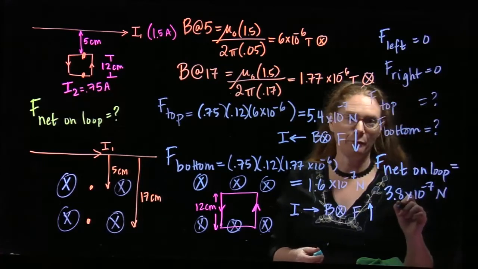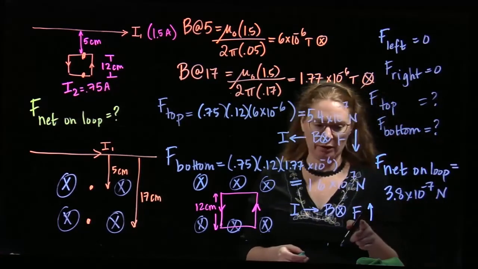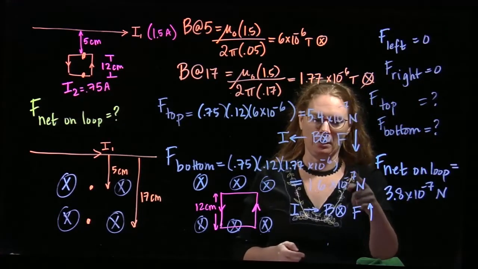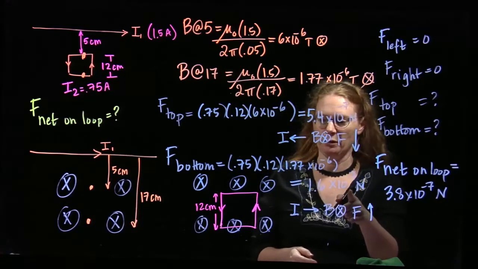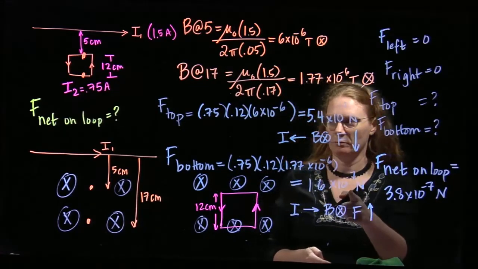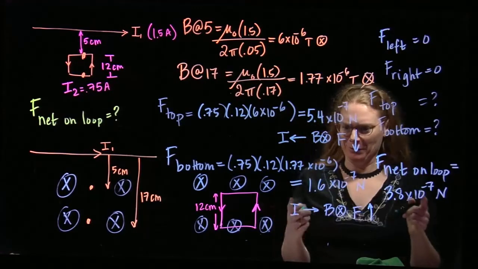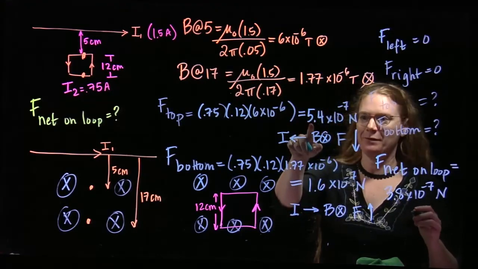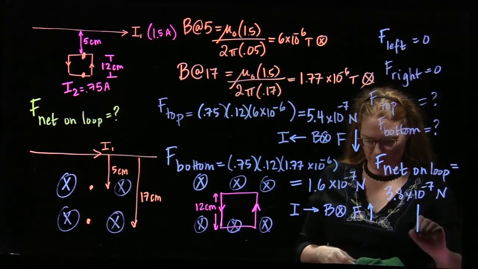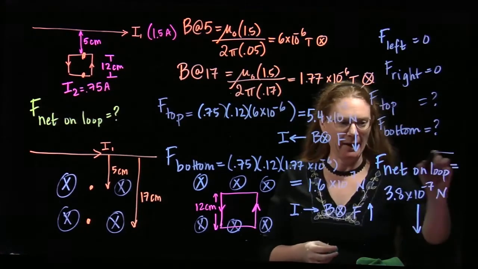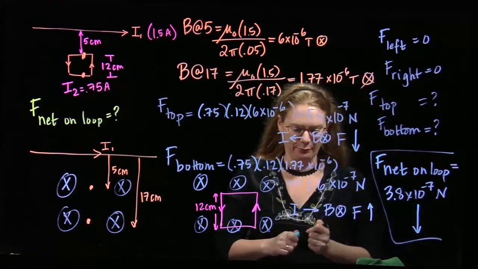Don't stop there, force is a vector, and which one was bigger? The down or the up? Which numbers am I looking at? That's bigger. So the down is bigger. This is an overall force downward. That is the answer I'm looking for.